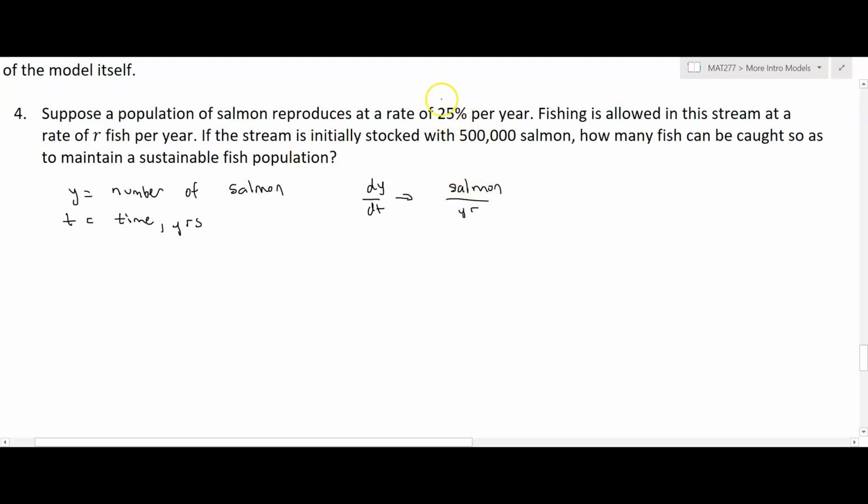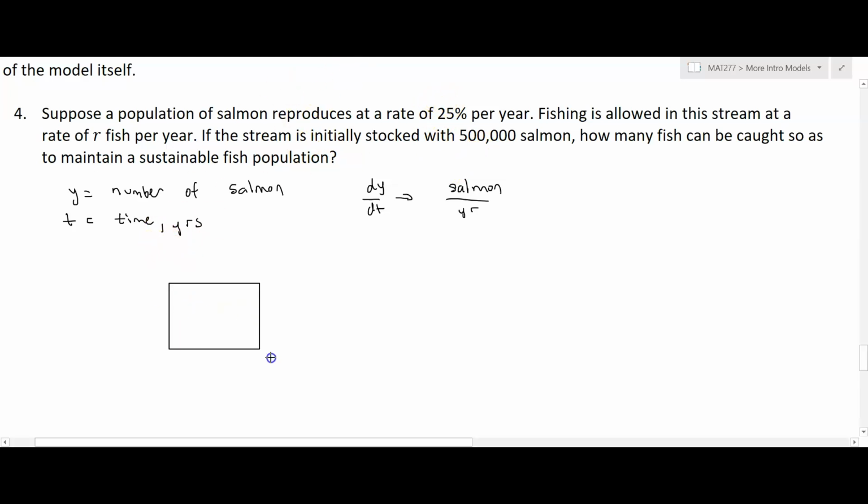Now, because there's a reproduction rate of 25% per year, another way we could think about this is that every single fish in the population will on average produce 0.25 baby salmon per year. I don't know if this is a valid figure. I've just created this. If you were an ecologist studying salmon, you'd know this figure better than I do. So let's draw our black box model.